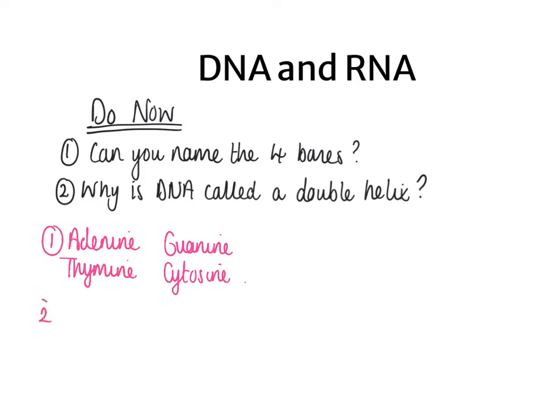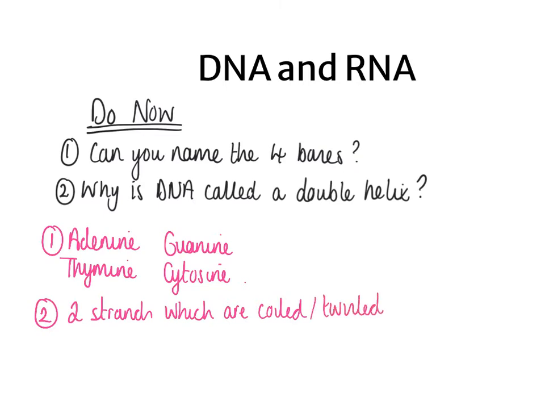Okay, and then question two, why is DNA called a double helix? It's called a double helix because it's made up of two strands which are coiled or twisted into a helix shape.